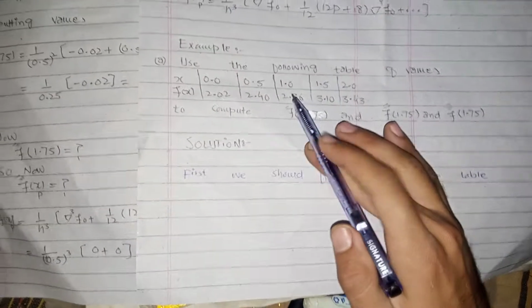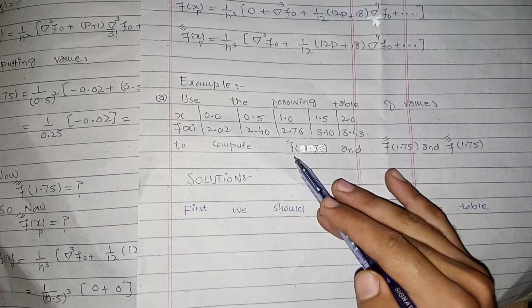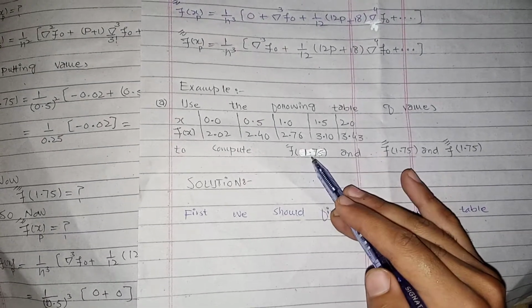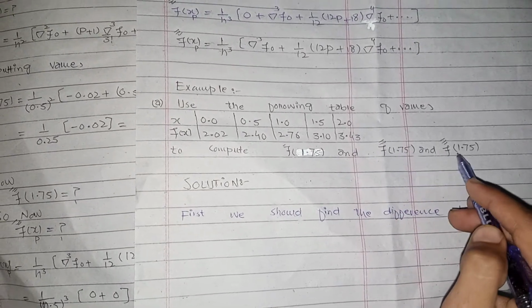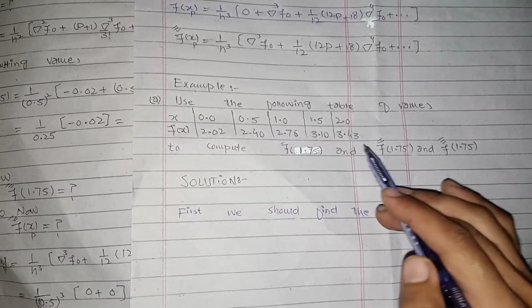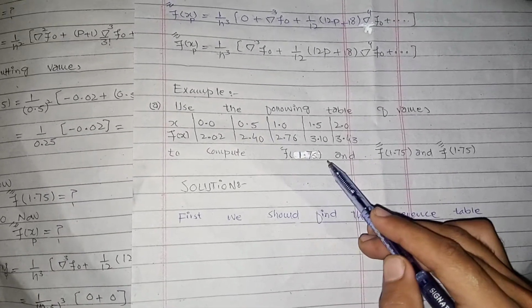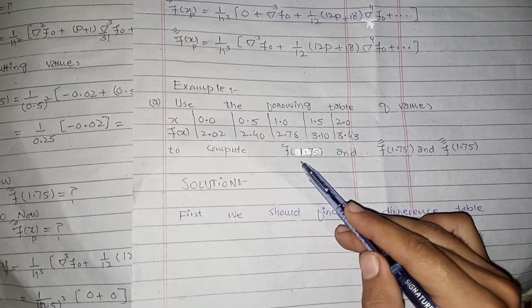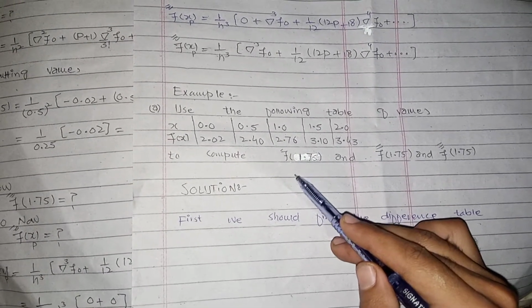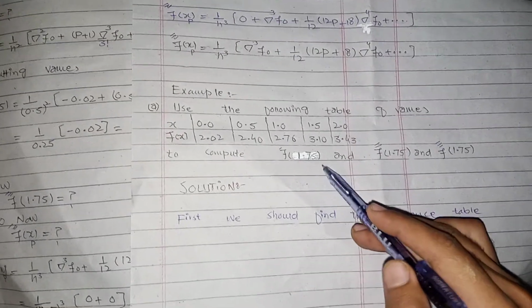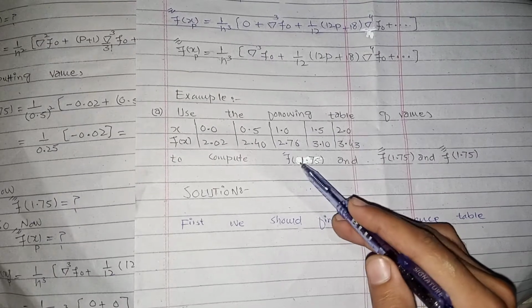Now this is the example. They are asking to interpolate f dash of 1.75, f double dash of 1.75 and f triple dash of 1.75. The example question will be like that. They will ask for that type of thing, to interpolate the derivative formula of Newton forward or Newton backward. This example has nothing to do with Newton forward; I took this example myself.